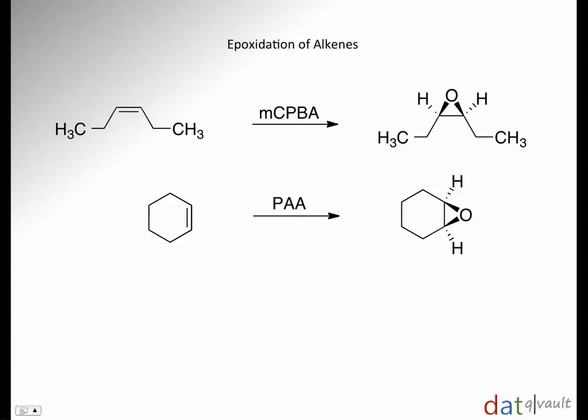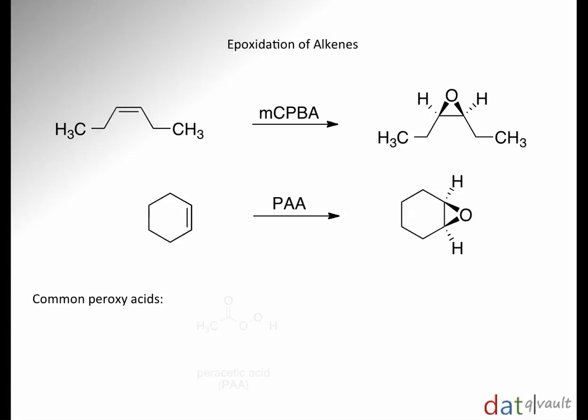Here we're adding an oxygen across the double bond of this cyclohexene using another kind of peroxy acid called PAA. Notice that both of these peroxy acids are interchangeable, and also during an epoxidation reaction we get the addition of the oxygen across the double bond in a syn fashion, which means the oxygen is added to the same side of the double bond, giving us syn stereochemistry.